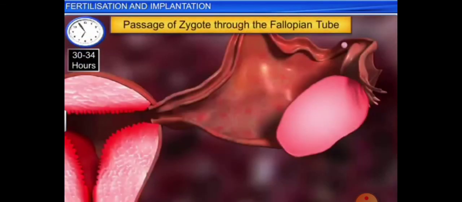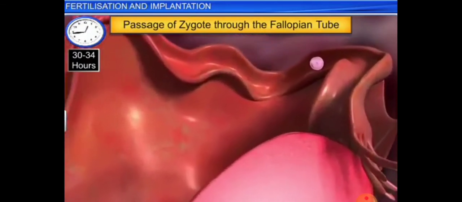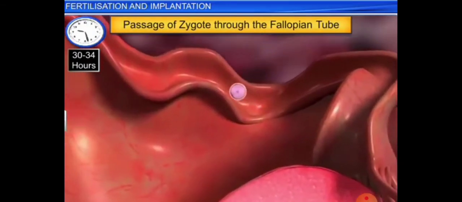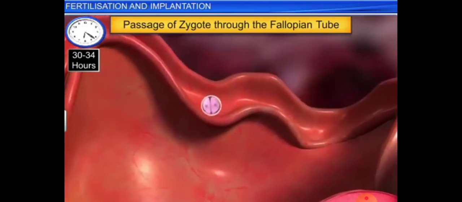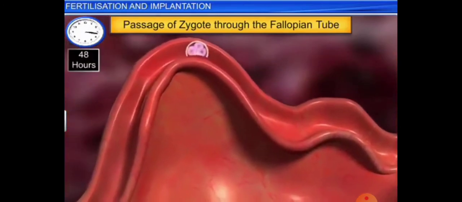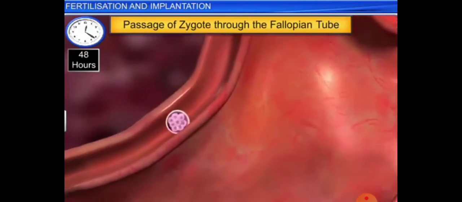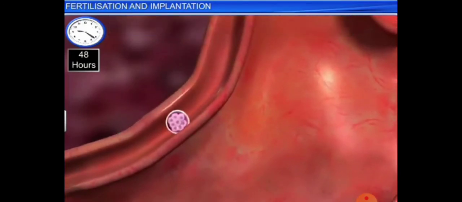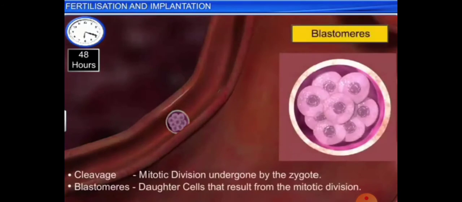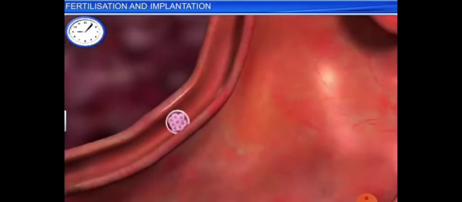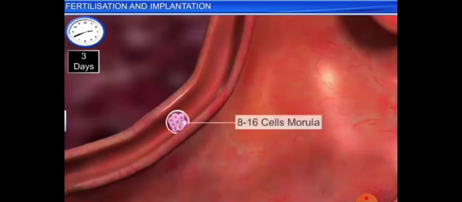A little more than a day after its formation, the zygote starts moving down the fallopian tube. Simultaneously, the zygote also undergoes mitotic division, and with each successive division, the number of daughter cells doubles. This division is termed cleavage, while the resultant daughter cells are called blastomeres. About 3 days after fertilization, the zygote contains nearly 8 to 16 cells and is called a morula.